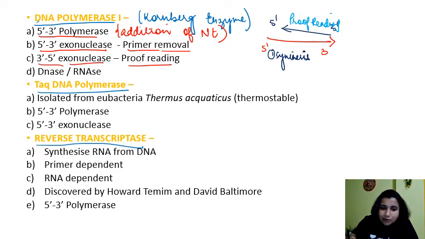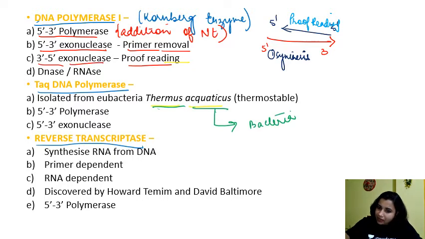Coming to Taq DNA polymerase, it is isolated from the bacteria Thermus aquaticus. What is Thermus aquaticus? Any idea, any one of you? Thermus aquaticus is a very heat stable bacteria. That means what? Heat stable bacteria means it can withstand very high temperature. So we call it Thermus aquaticus, right?